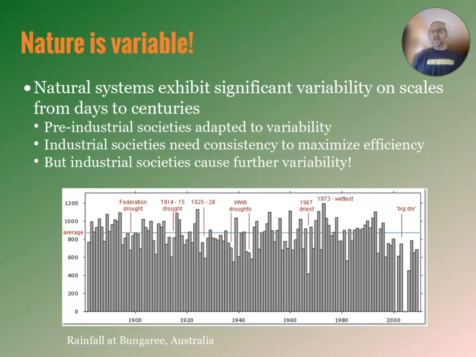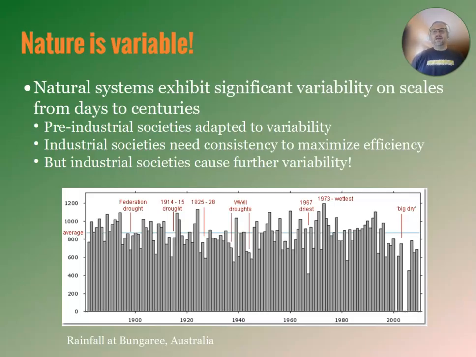If we're looking at pre-industrial societies, in really general terms here, these are big picture generalizations, but pre-industrial societies tended to find ways to adapt to this variability. They would figure out a way to organize their society that they could handle the fact that next year might be an extremely wet year, next year might be an extremely dry year. They couldn't predict which. Next year might be really cold, might be really hot. They couldn't predict which.